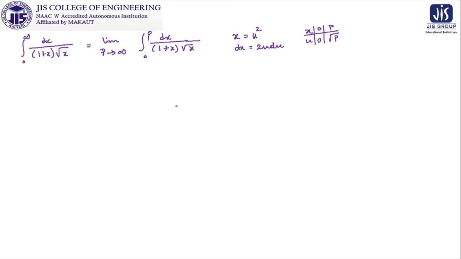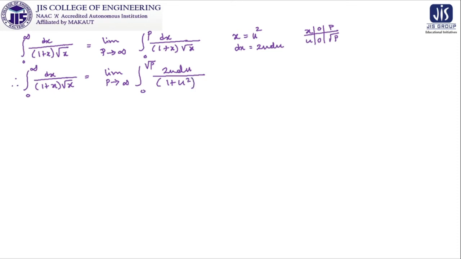So what we can do, the integration from 0 to infinity of dx by (1 plus x) root over x, we can write it as limit p tends to infinity, integration 0 to root over p of 2u du by (1 plus u square) times root over u square, that is u.